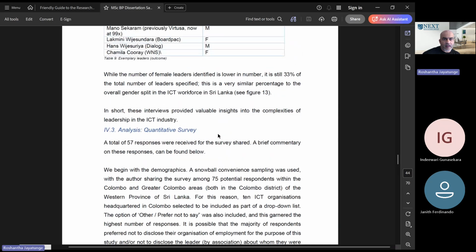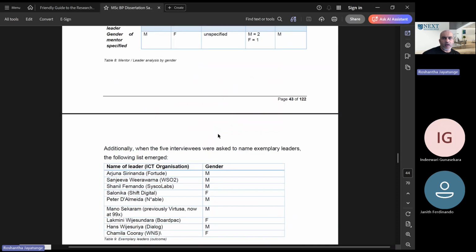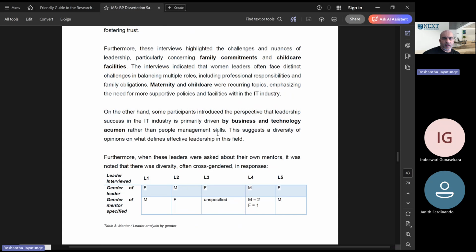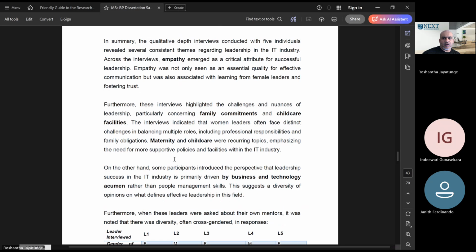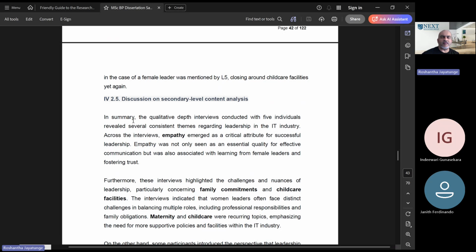Now, if you look at the analysis, let me show you some of the things, how you analyze data. So this is a way of showing it. Now, they are calling these people leaders. So the 5 people that were interviewed, L1, L2, L3, L4, L5, right? And here, if you look at a qualitative, here is how they have done that further analysis.